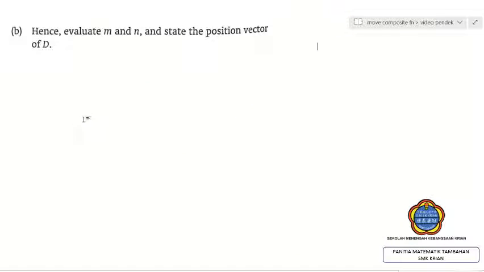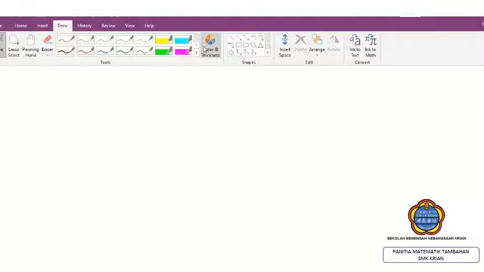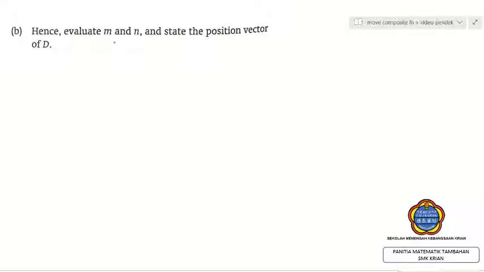Okay, turn to question B. Question B asks, hence evaluate M and N and state the position vector of D. The word hence means we have to use the values of M and N from the above question and use them in question B, and state the position vector of D. As you know, the position vector of D is OD.